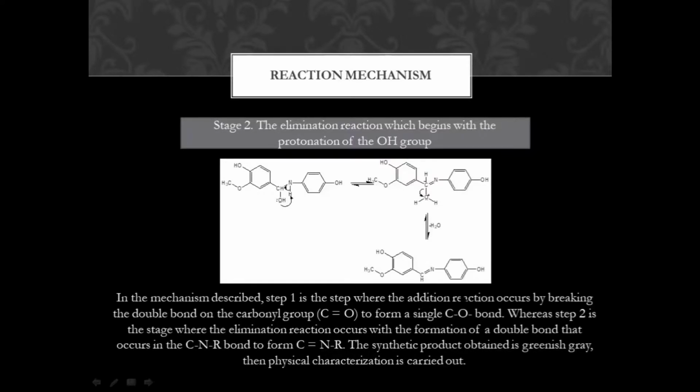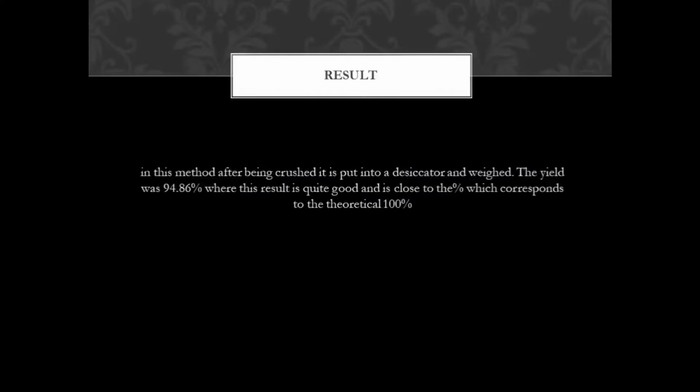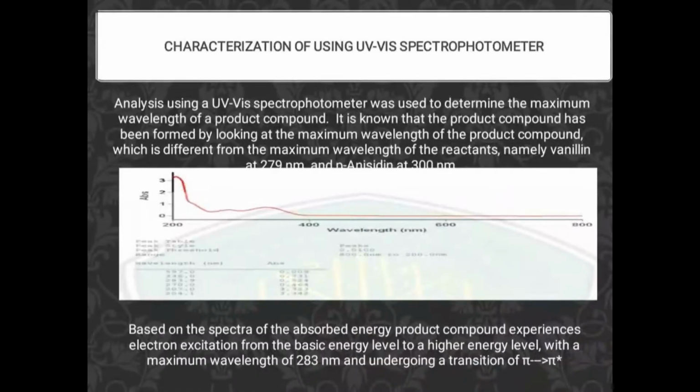The synthesis product obtained was greenish gray. The physical characterization is carried out. After being processed, the product is put in a desiccator and weighed. The yield was 94.86%, where this result is quite good and is close to the theoretical 100%. Characterization using a UV spectrophotometer.